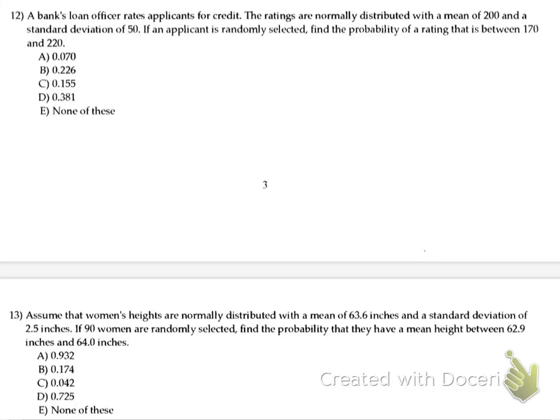So, a bank loan officer rates applicants for credit. Ratings are normally distributed. What does that mean? A binom? No, when I see those words, I'm thinking it's normal CDF or inverse norm, for sure. With a mean of 200, standard deviation 50, applicant randomly selected, find the probability of a rating between 170 and 220. Probably not a hard one for you guys, right? I think it's much easier than the washing machine problem.